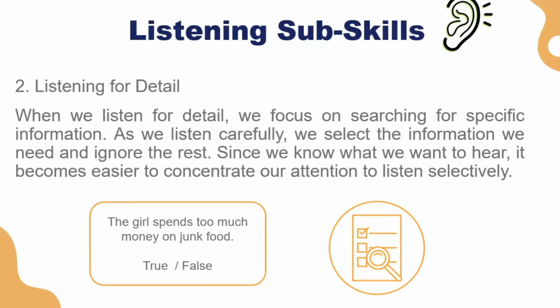Number 2, listening for detail. When we listen for detail, we focus on searching for specific information. As we listen carefully, we select the information we need and ignore the rest. So in listening for detail, we can find questions like true or false.